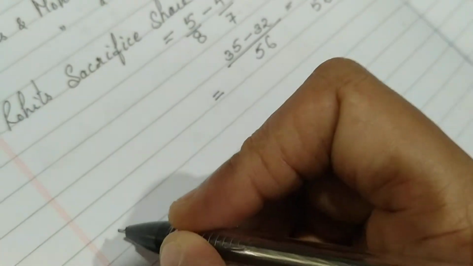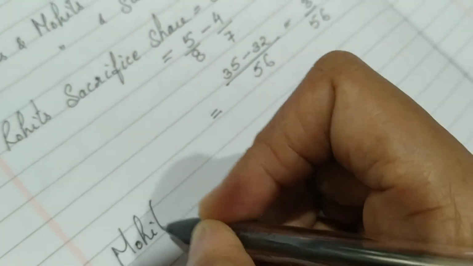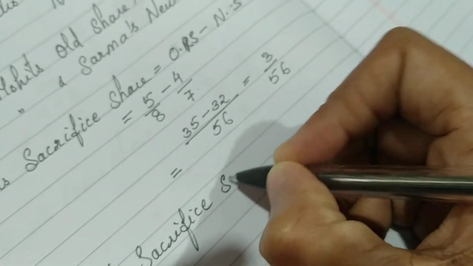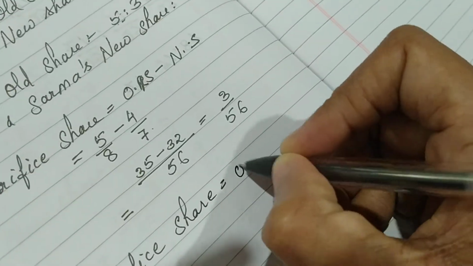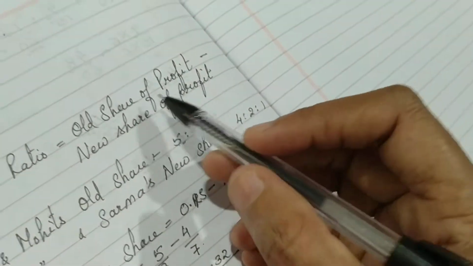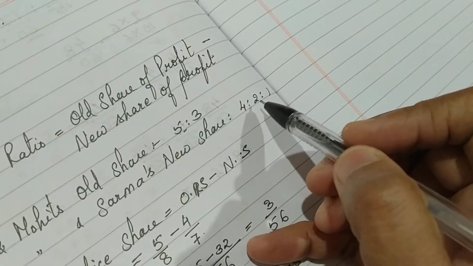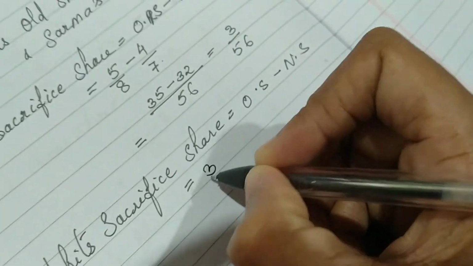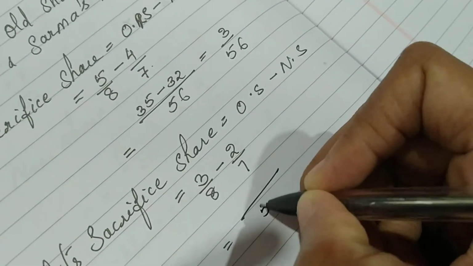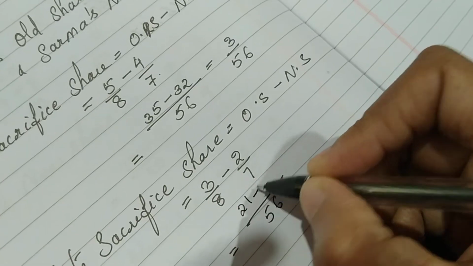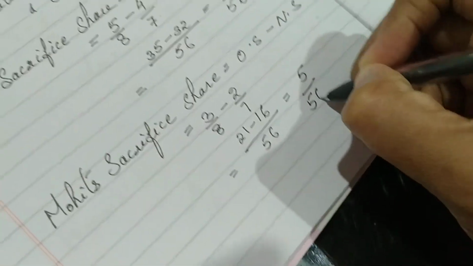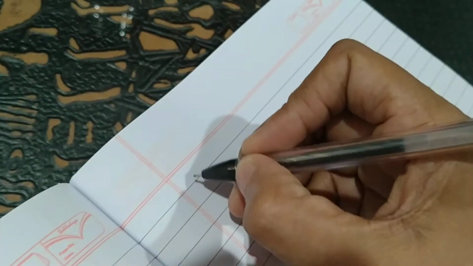And let us see Mohit's share of sacrifice. That will be his old share minus new share. His old share is how much? 3/8 and new share is 2/7. 3/8 minus 2/7. Again we'll have 56 as the LCM. 7 3s are 21, 8 2s are 16. So how much are we getting? 5/56.